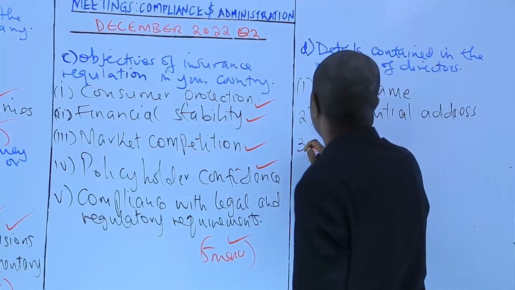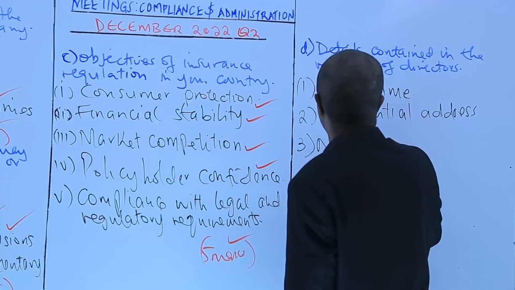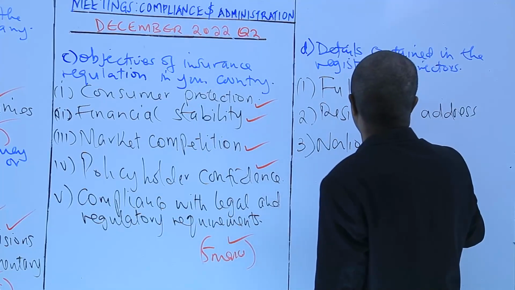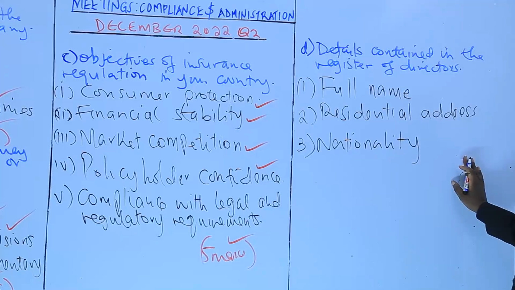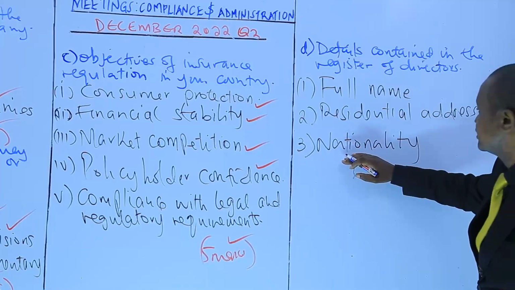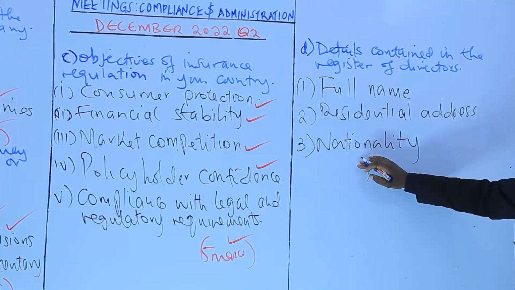3, Nationality. The nationality of each director is typically recorded in the register of directors.